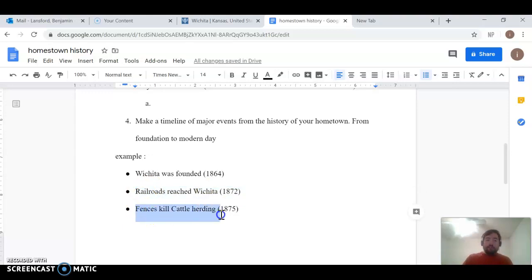And then fences killed cattle herding, right? So people started making barbed wire fences. Cows couldn't be herded from Texas up to Kansas anymore, so it stopped the cattle industry. These are all major events in Wichita's history, right?